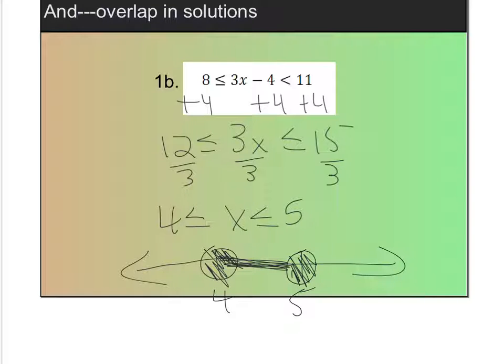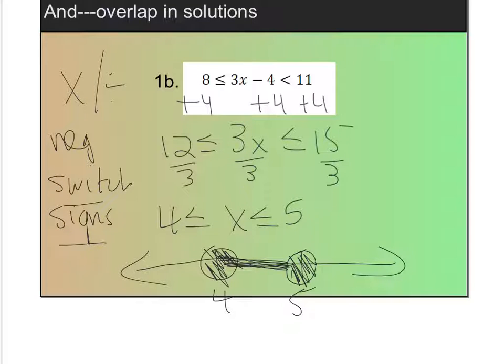Boom. So now also remember, anytime you're dealing with inequalities, if you multiply or divide by a negative to solve, then that means that you've got to switch signs. Okay, that doesn't go away. So make sure that little rule comes back into play.